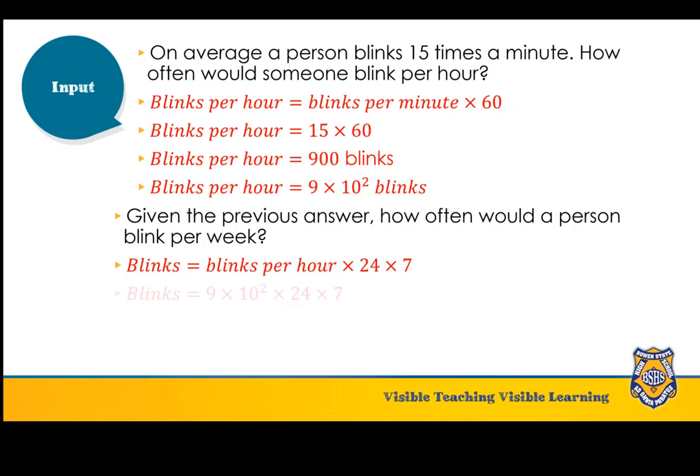Sub in our numbers, 900 or 9 times 10 to the 2 times 24 times 7 gives us 151,200. And in scientific notation, that number would be 1.512 times 10 to the 5. Okay. So, as you can see, guys, all we're doing is just doing regular problem solving. We're presented with a problem, we need to figure out what to do to get to the answer. And in this case, we just multiply the numbers through. Cool. Let's have a go at another one.